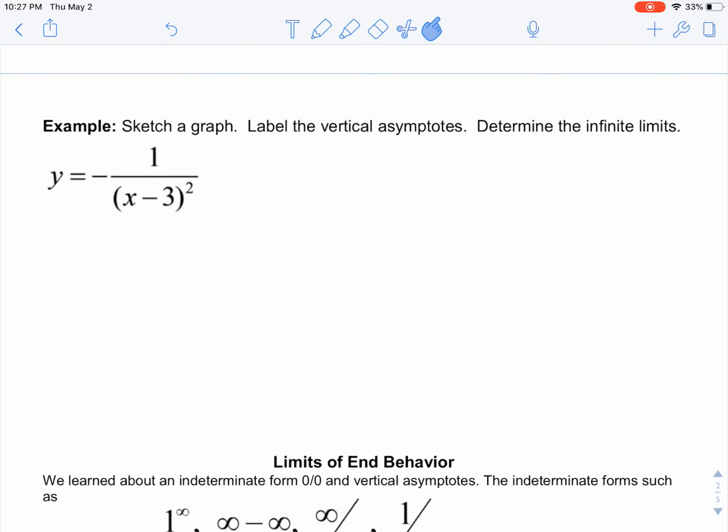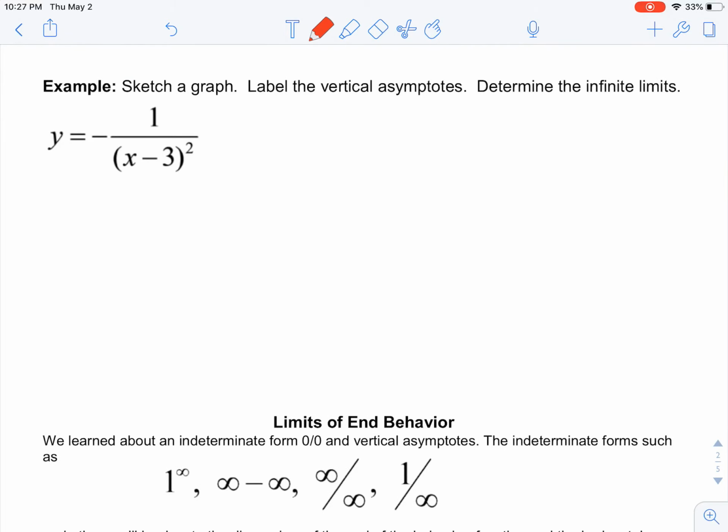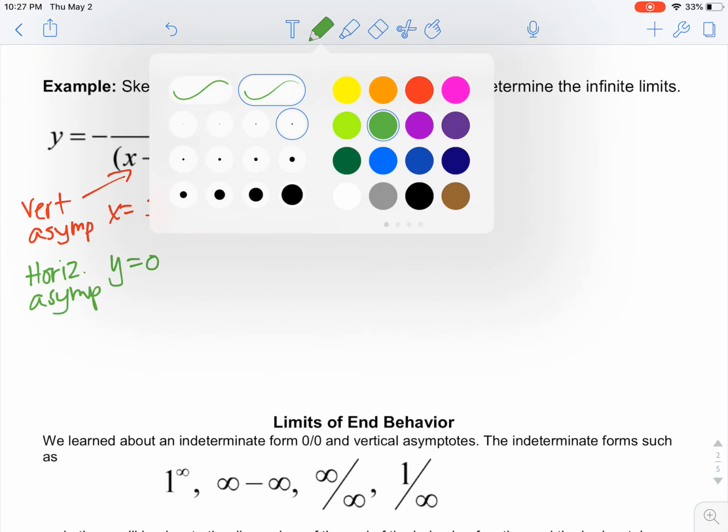So the next example, sketch a graph, label the vertical asymptotes. Okay, so a couple things I know about this. I'm looking at my denominator, and I know that I have a vertical asymptote at x equals 3, because that's what's going to make my denominator undefined. The other thing I know is that I have a horizontal asymptote at y equals 0, because our bottom dominates. The degree of the denominator was greater than the degree of the numerator. Okay, so let's sketch a little graph here.